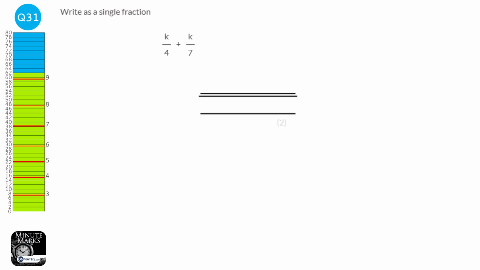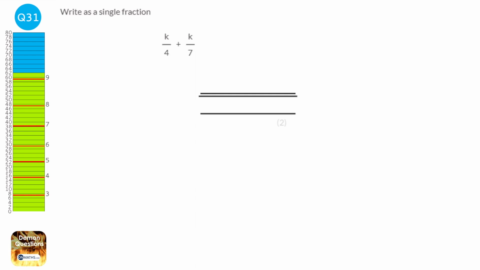This question, we're adding fractions. There's a bit of algebra, but the process is exactly the same as when we've always added fractions. We need to find out what the lowest common multiple of 4 and 7 is. Well, actually, the lowest common multiple is 28, which is 4 times 7.